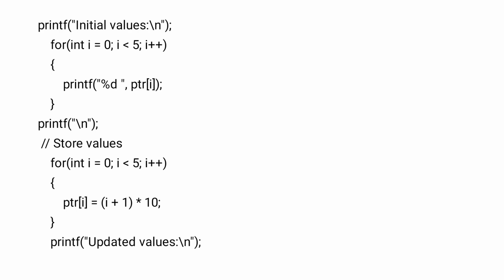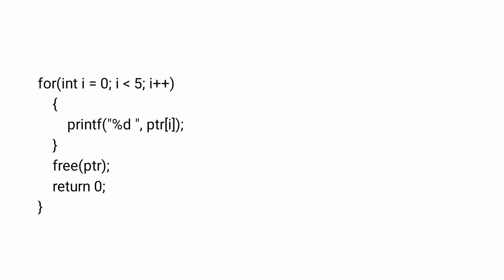So again I want to print the updated values. We can do that using printf, and here also we can retrieve all those 5 values using a for loop. So for int i = 0; i < 5; i++. Here I am taking the pointer's memory location value, so printf %d, ptr[i]. That means if i = 0, the ptr[0] value will be printed; i = 1, the ptr[1] value will be printed. So 10, 20, 30, 40, 50, all those values will be printed now.